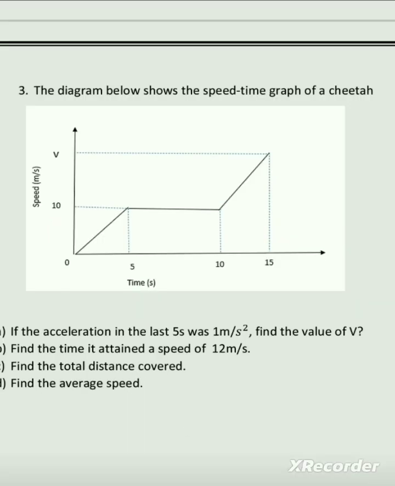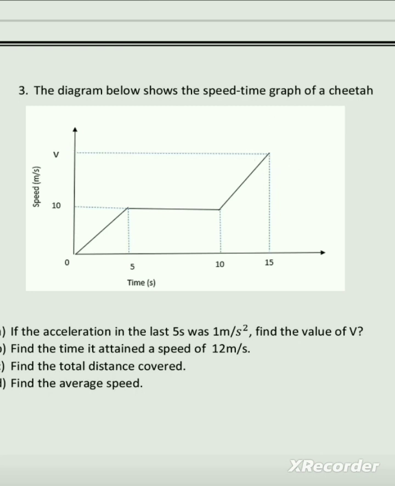Going to the next question. Here they are saying if the acceleration in the last 5 seconds was 1 meter per second squared, find the value of v. So the last 5 seconds is here. Like I said from the previous question, the acceleration here is the same. So we're looking at question 3 now, and they want us to find the value of v here.